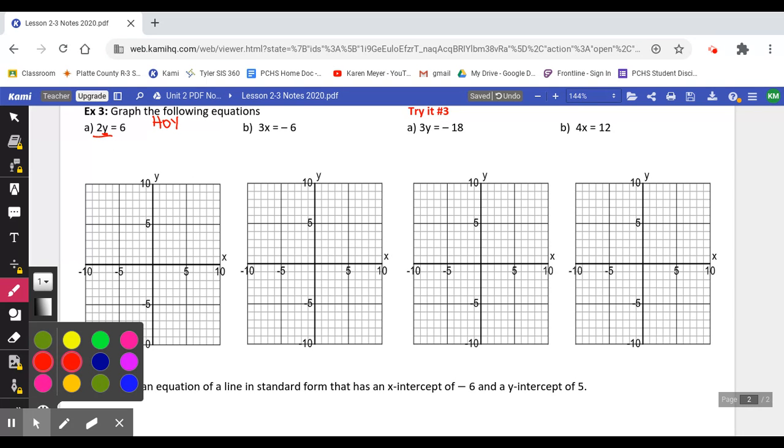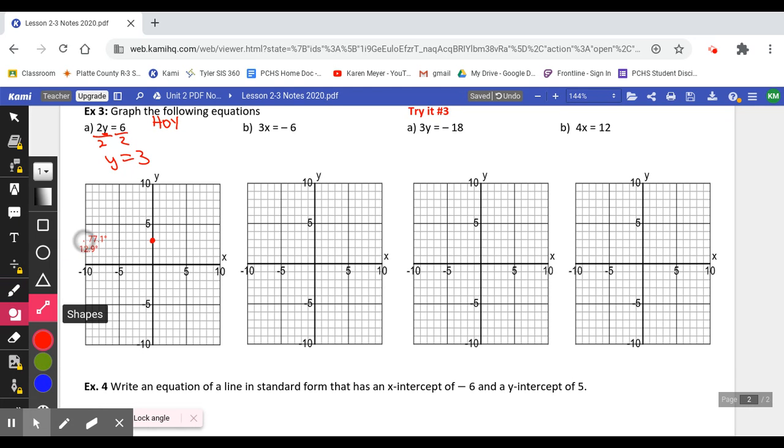So here I'm going to divide each side by 2 to get y by itself, and I get y equals 3. So that means I'm going to go on the y-axis, because y is the only letter I got, put a dot at 3, and then I'm going to make a horizontal line. Done.